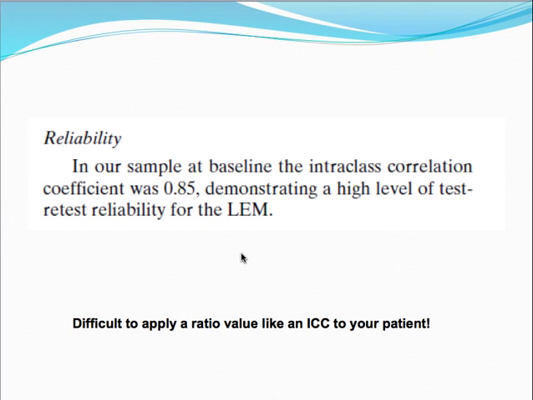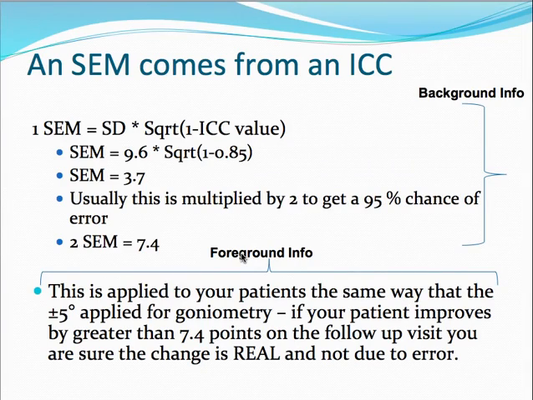So it's an R value. You can see that doesn't give you much of an idea of how to apply that to a patient, because it's a ratio, which is the R value, right? And the measurement itself is called the LEM, or lower extremity measure. But when we go ahead and plug that into these equations here for SEM, you can see the equation here is a standard deviation times the square root of 1 minus the ICC.